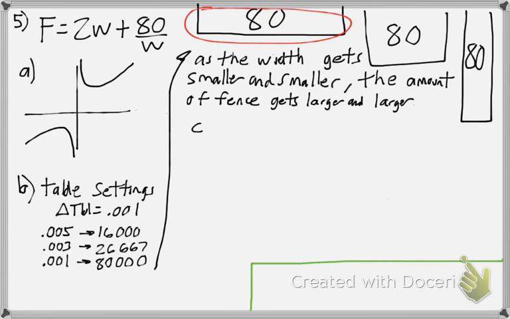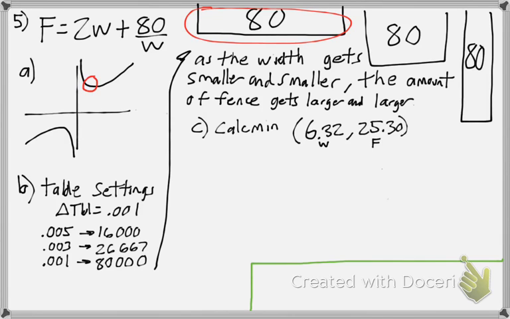Let's look at part C. I want to use a calc min, and I want to calculate the minimum that is here. So if we do that, then you should get 6.32 and 25.30. So this is a W value, this is an F value.